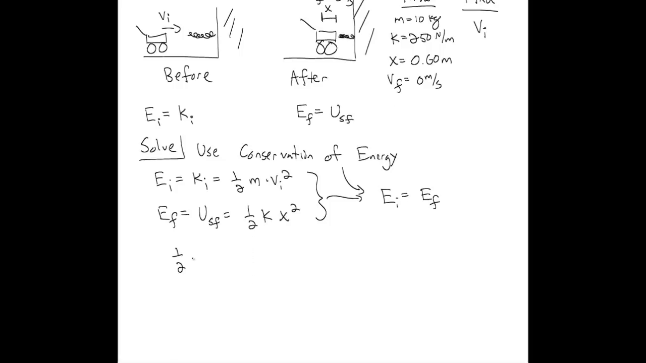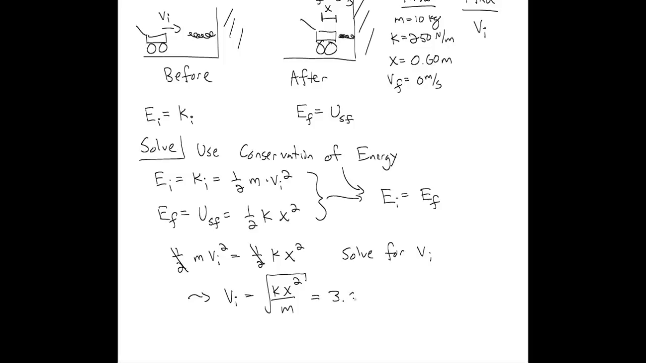So we can set 1/2 m v_i squared equal to 1/2 k x squared, and we can solve for what we're after, the initial speed. Notice that these 1/2s cancel, and after doing a little bit of algebra, we find that v_i is the square root of k x squared over m. And plugging in the numbers, we get something that looks like 3 meters per second, or around 6 miles per hour, and that's not too unreasonable for a shopping cart.